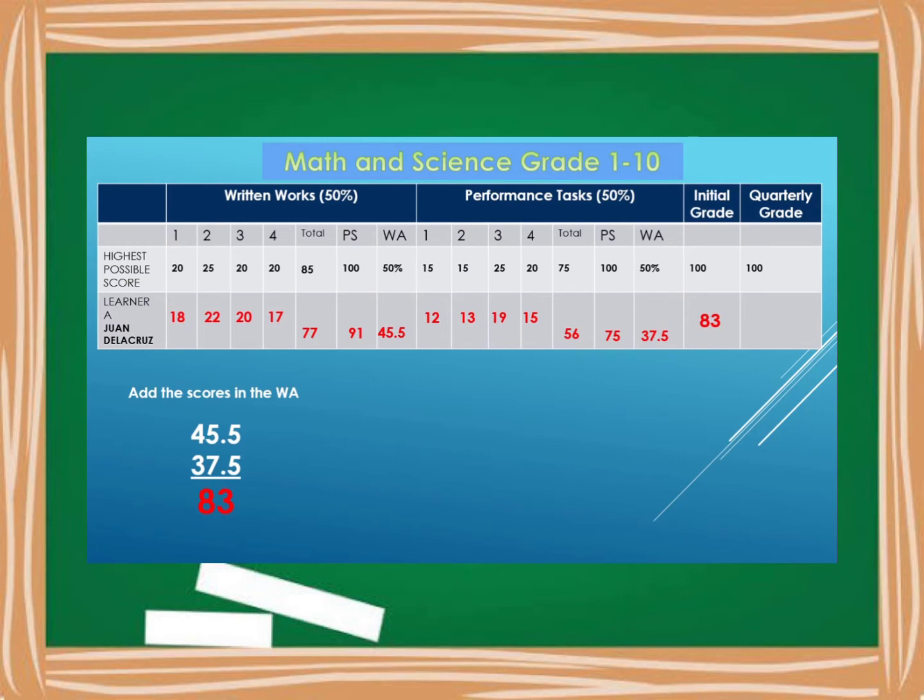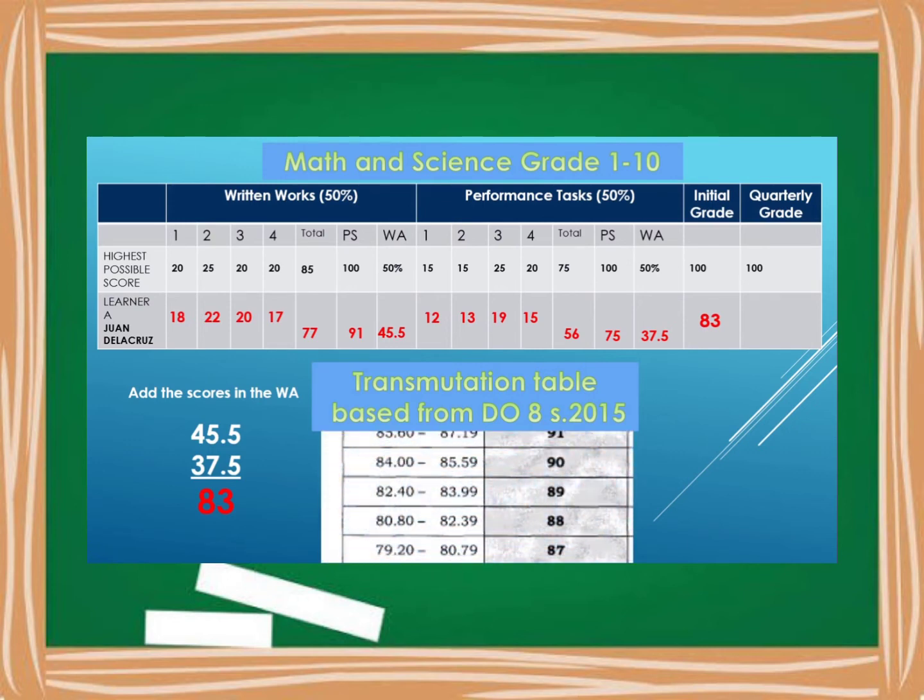At kukunin natin doon yung transmutation table. Based from, of course, the DepEd 8, series of 2015. Since ang initial grade na nakuha natin ay 83, hahanapin natin ito at kukunin natin yung katapat niyang grade. Ito ay nasa pagitan ng 82.4 and 83.99. Ang score niya ay 83, so ang kanyang quarterly grade ni Juan de la Cruz ay 89.